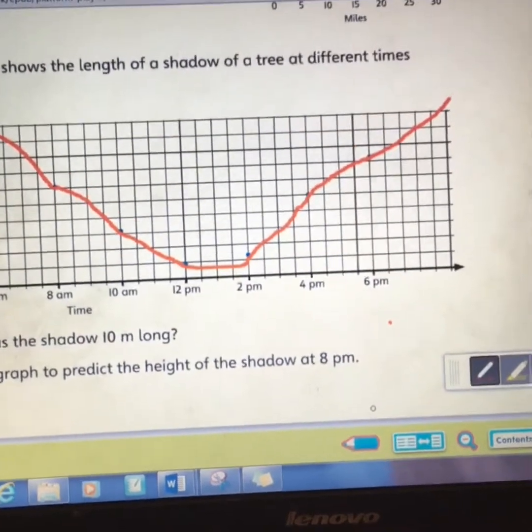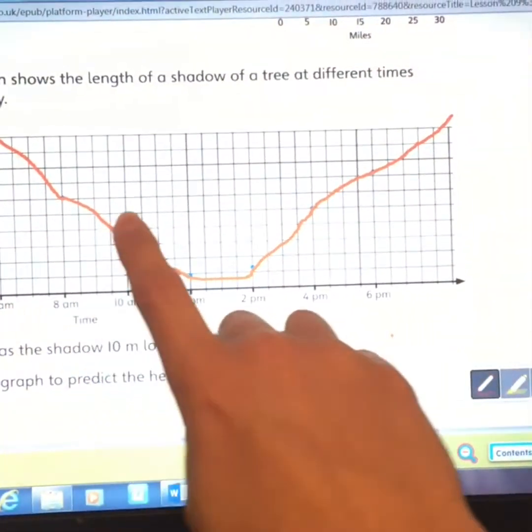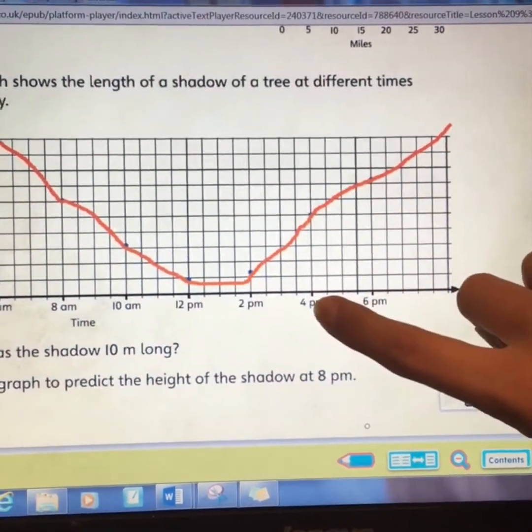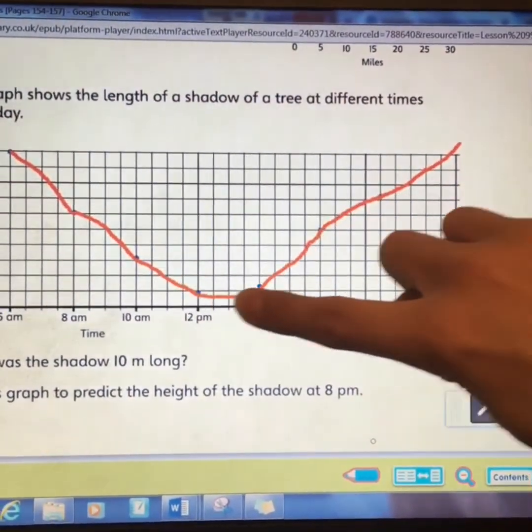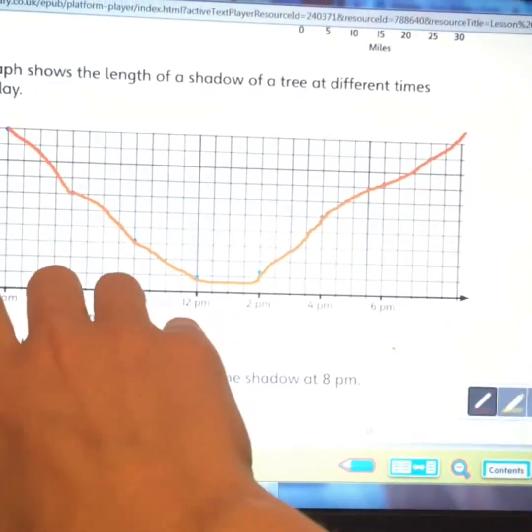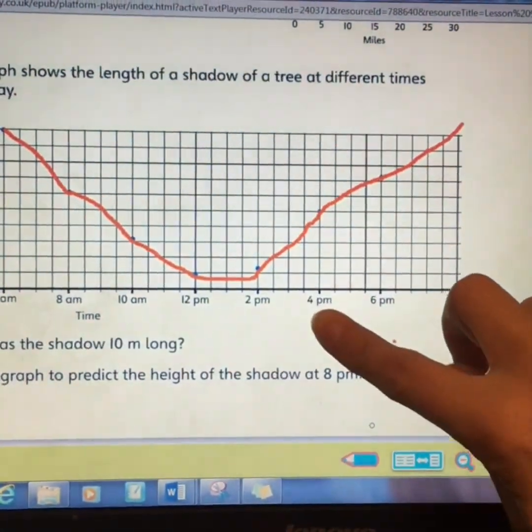Oh, and also, one other point I should say is it's also 10 metres at 4 o'clock as well, because as you can see, the shadow gets smaller and then it gets bigger again. So there would be 2 answers for that one. So it would be at 9 o'clock and at 4 p.m.